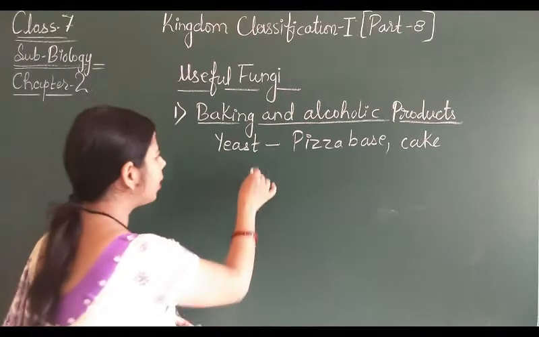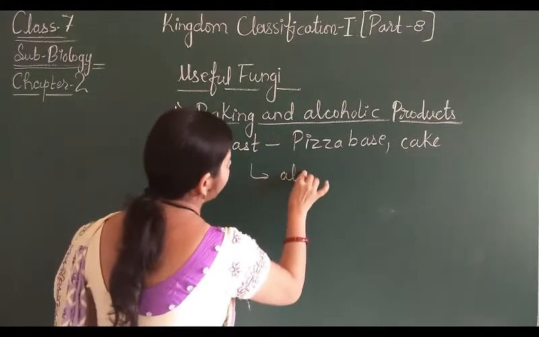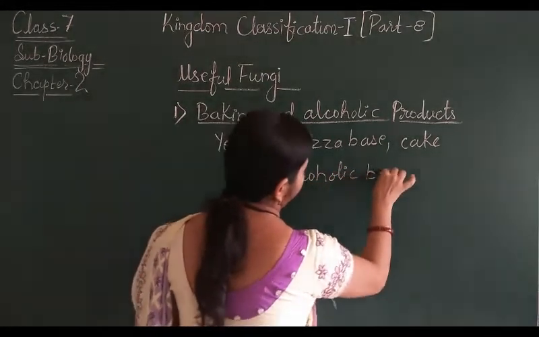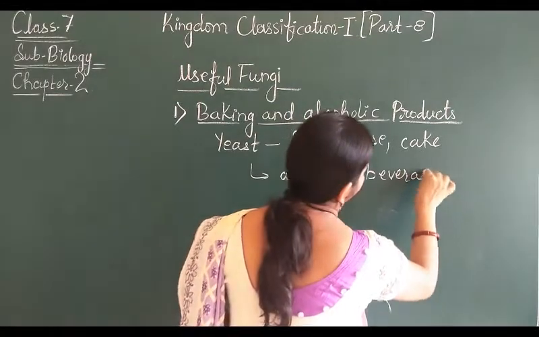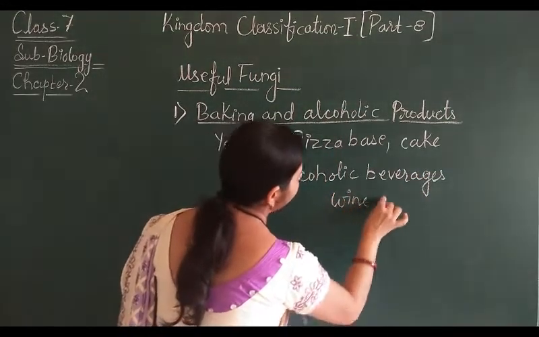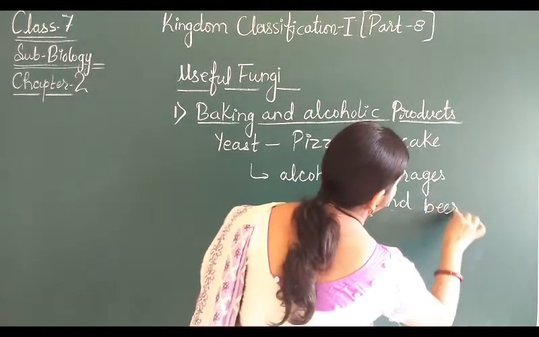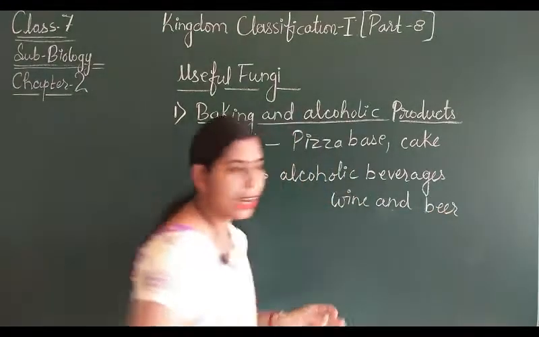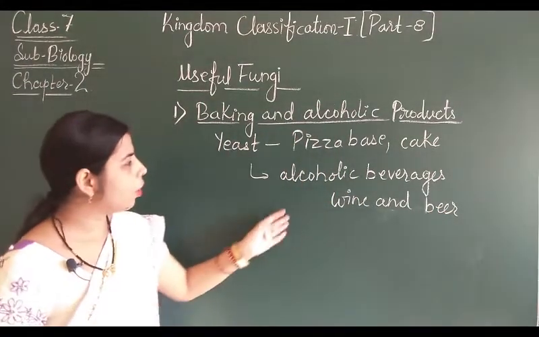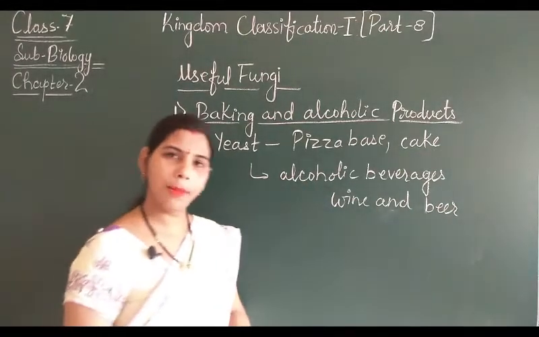How does it help in alcoholic products? It helps in the formation of alcoholic beverages like wine and beer. They act on fruits like apple and grape, and convert them into alcoholic beverages.